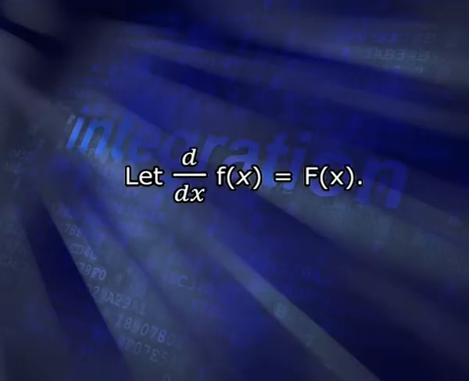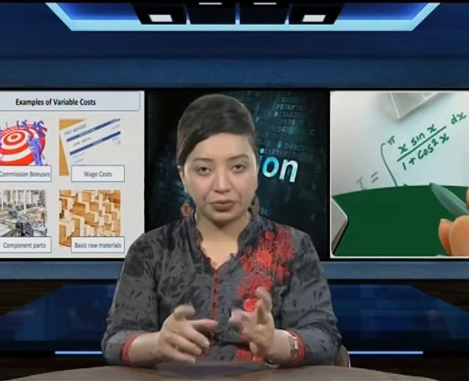When we differentiate a function F(x) with respect to x, we get another function as a result of it. Let d by dx F(x) is equal to f(x). Integration helps us to find total functions from marginal function. It also helps us to find measures of total revenue, total variable cost, consumer surplus, producer surplus, etc. It is the inverse or the reverse process of differentiation.